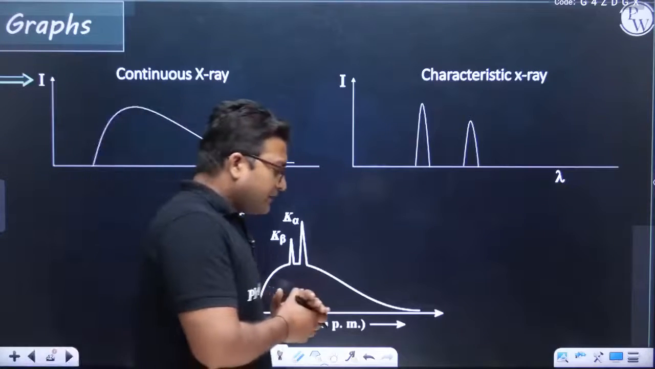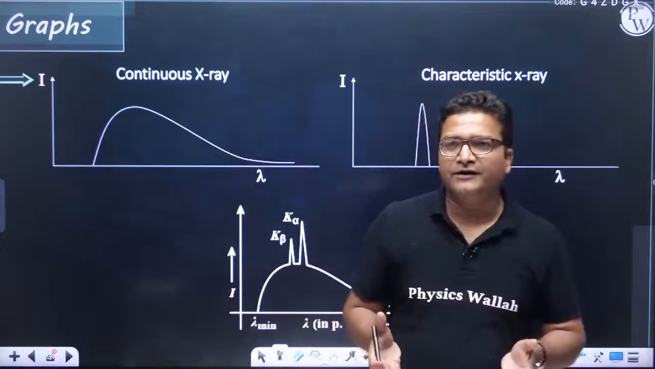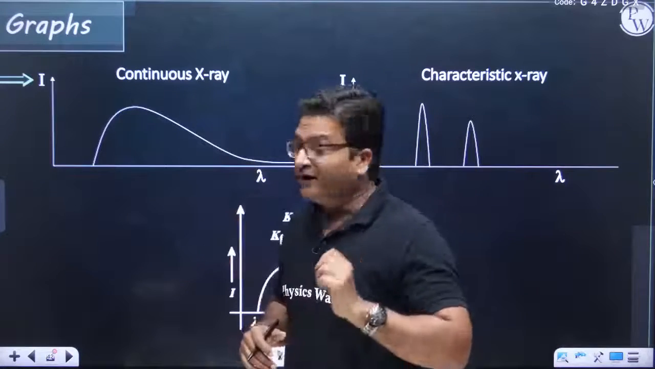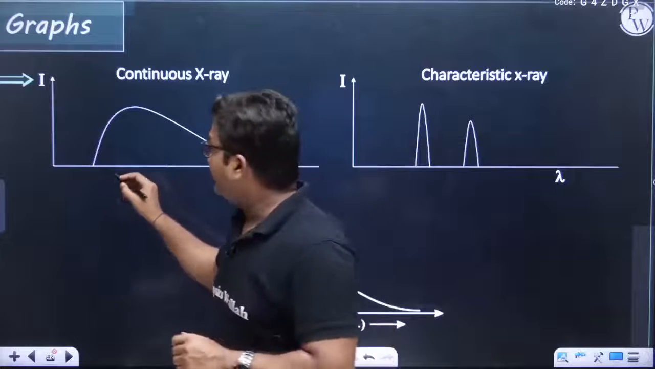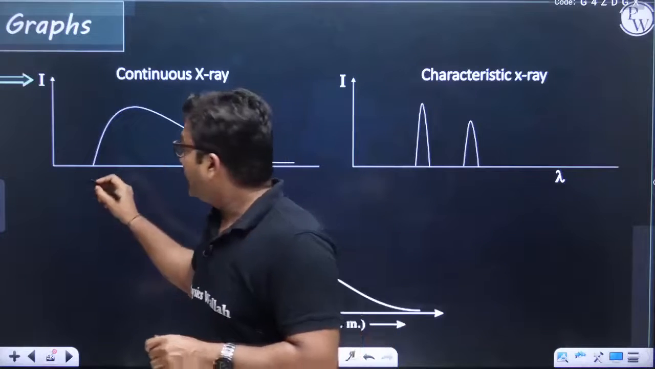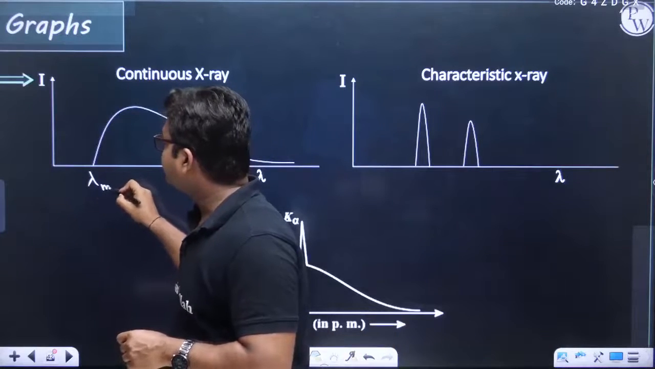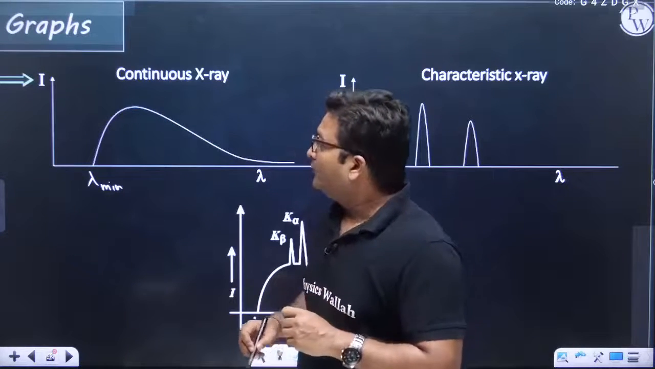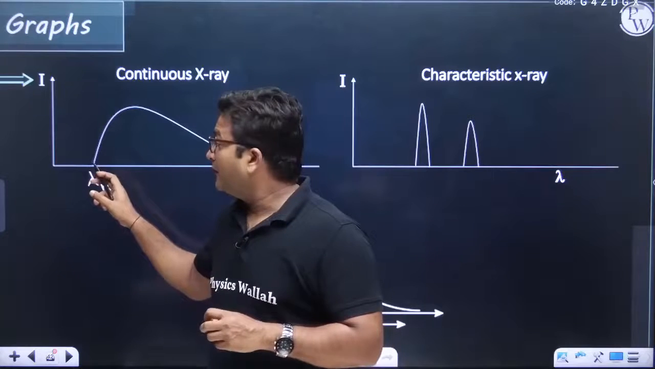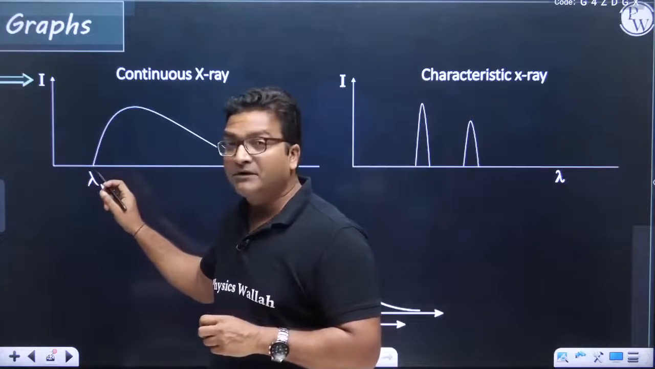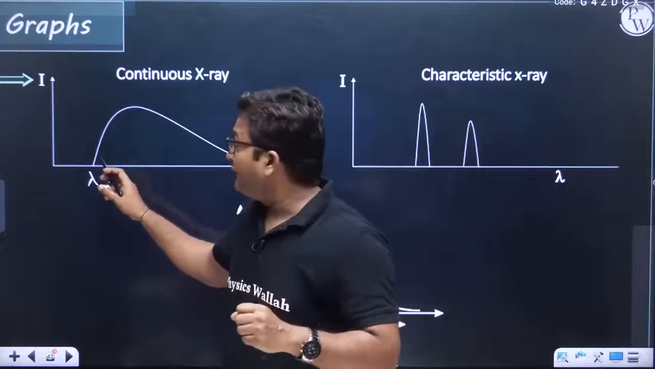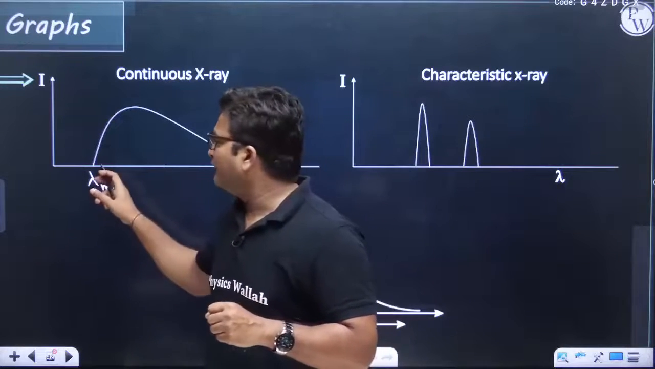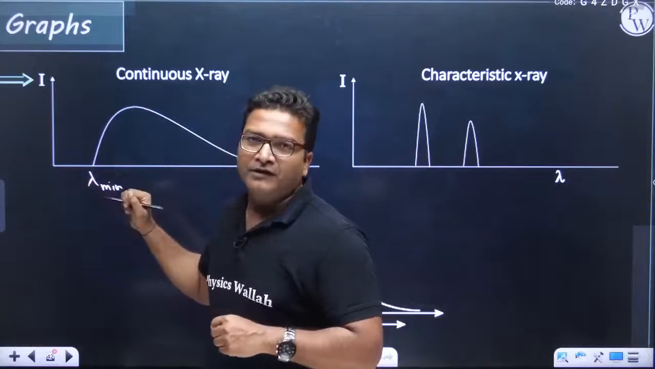Now let us understand the graph related to X-rays. So we have continuous X-ray. As I explained, we don't get any wavelength less than a certain minimum, and this is lambda minimum. There is one more thing. We get very few radiations corresponding to lambda minimum, very few radiations corresponding to low wavelength. That is why we have low intensity near low wavelength.